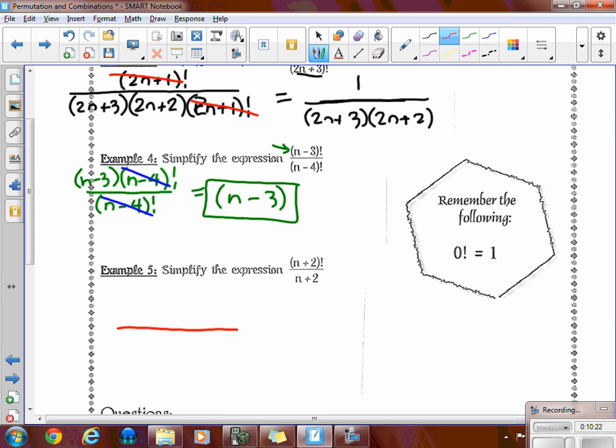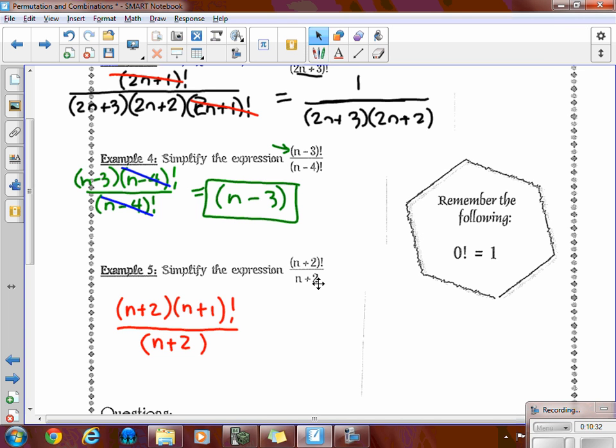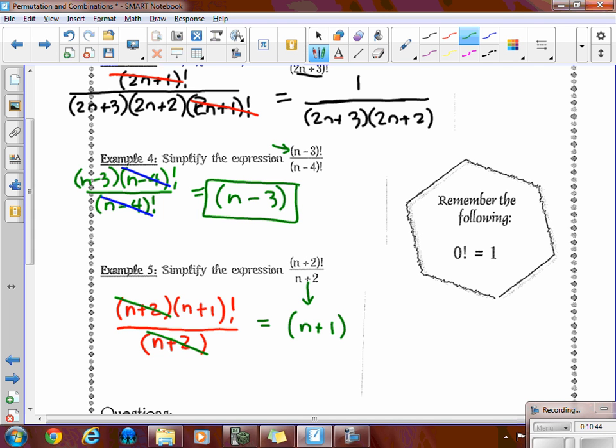So the bottom I'm going to keep the same. It's n plus 2. The top starts at n plus 2 and I can count down to n plus 1 factorial. This is a case now where my factorials are not actually canceling out on one another. The n plus 2's divide out to 1. And this thing would simplify to simply n plus 1 factorial. So we're just working with the expressions, working with the formulas, simplifying it down.